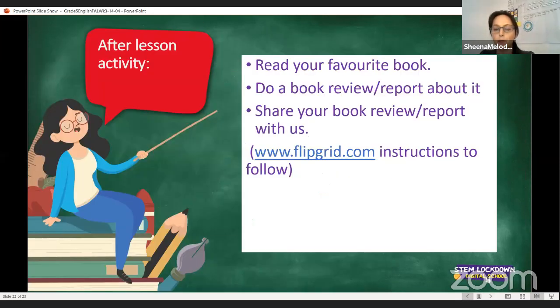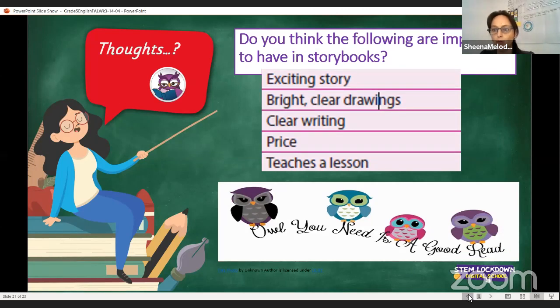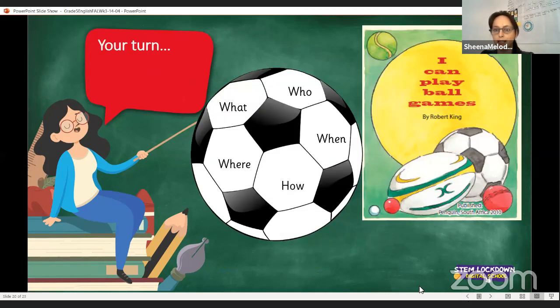Now I want to go back to our soccer ball while we have a few minutes left. You can also share with me on Flipgrid. Remember that number I gave you. You can also share your answers for this activity. You're just recording your voice or a video of yourself. So you can tell me who is in the story, what it's about, when do you think it happened, where do you think it happened, how do you think it happened. There's no right or wrong.